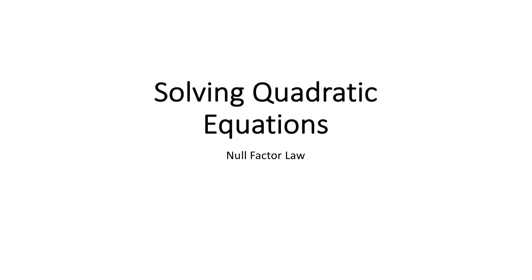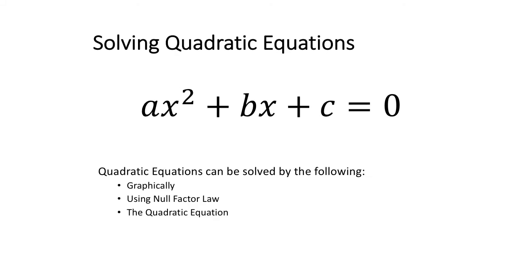This video is going to have a look at solving quadratic equations using the Null factor law. The standard form of a quadratic equation is ax squared plus bx plus c is equal to 0. Because the equations are equal to 0, we can work out what value x is going to be. Given the shape of quadratic equations, our x value could have two or more different values that it could be.